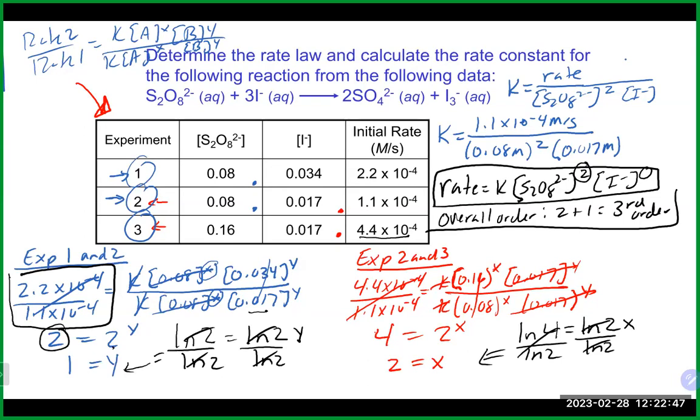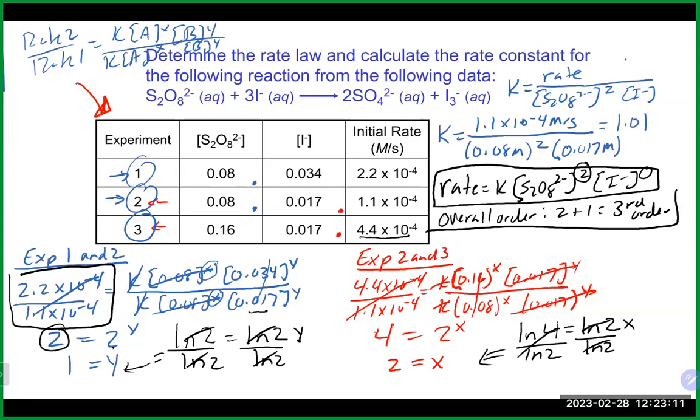And if we do all that there, 1.1 exponent -4 divided by 0.08 squared divided by 0.017 gives us, I believe it's a 1.01 if I'm reading my calculator right. Gives us a value of 1.01.